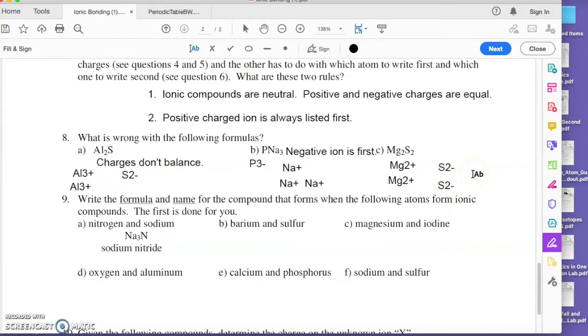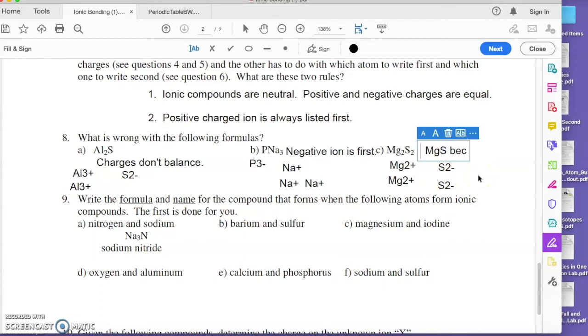So those balance. Mg is listed first, and it's a positive ion, so it's listed first. So what is wrong with this? Well, if I have 2 and 2, it's the same as 1 and 1. So one other rule I want to add to this list. It should be MgS, all right?